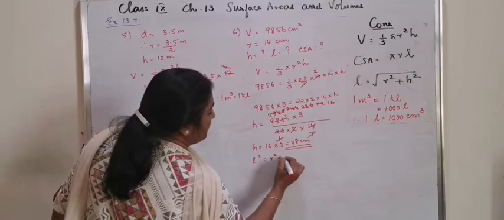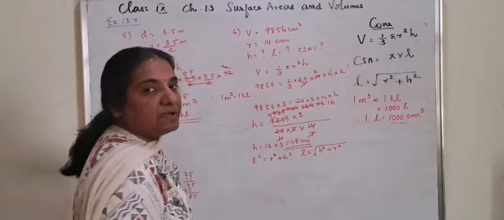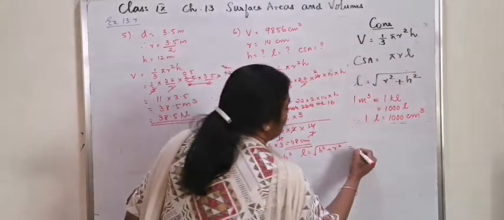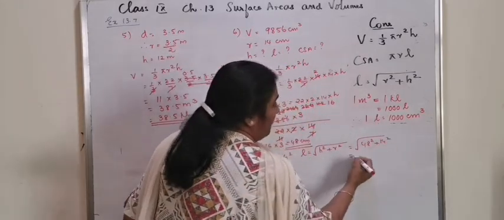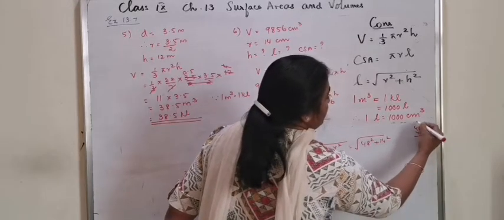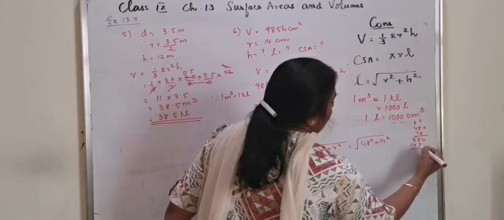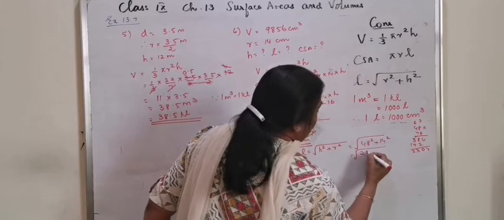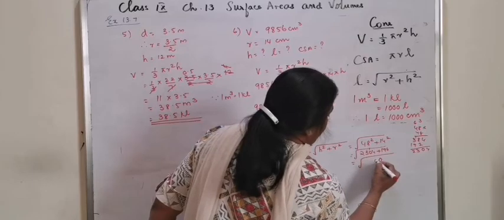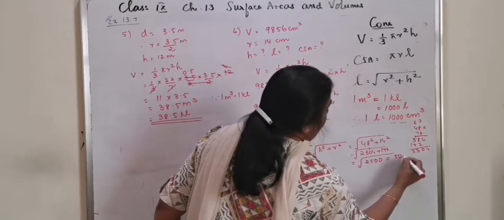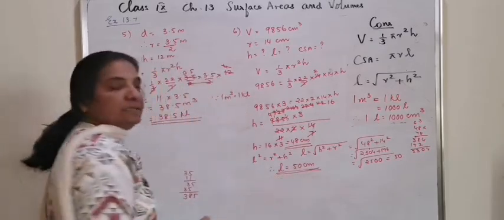L square is equal to r square plus h square, or L is equal to square root of h square plus r square. Height we got as 48 square plus radius is given as 14 square. 48 into 48, 8 8s are 64. Square root of 2304 plus 196 is 2500, or 50. That is slant height, we got it as 50 centimeter.